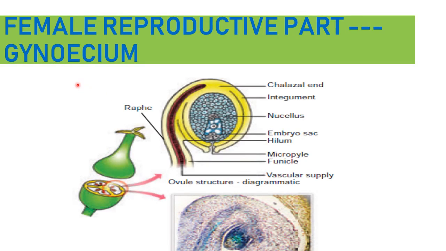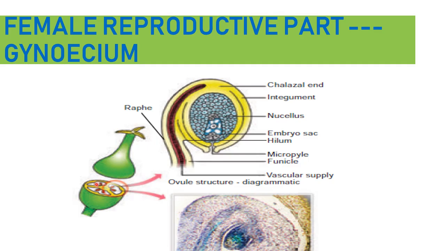We shall learn the female reproductive part, the gynoecium of a flower. This gynoecium plays a very important role in the pre-fertilization events or changes involved in the sexual reproduction of a flower. So gynoecium, as we have learned earlier, consists of a pistil. A pistil has, as we know, ovary, style and then stigma.